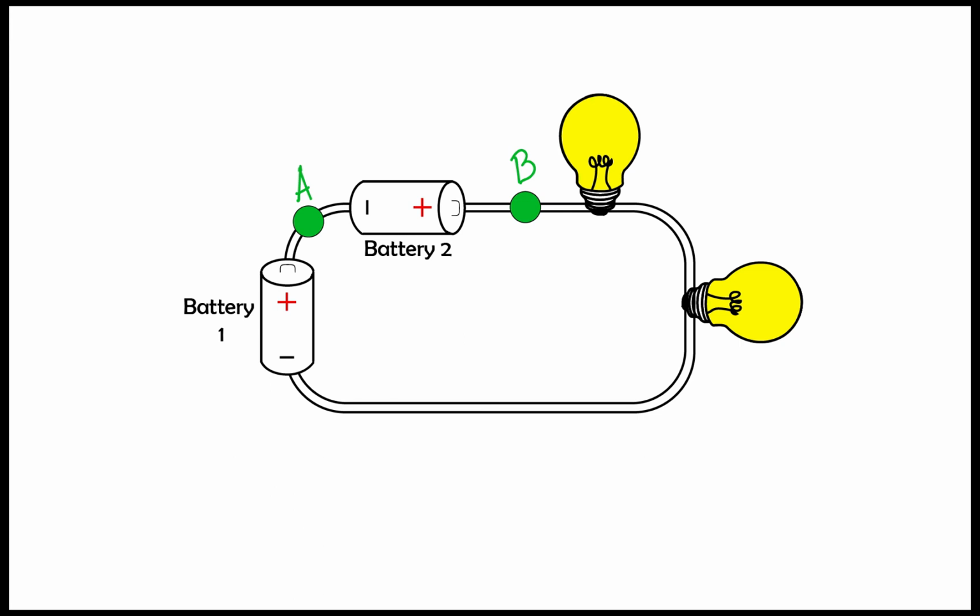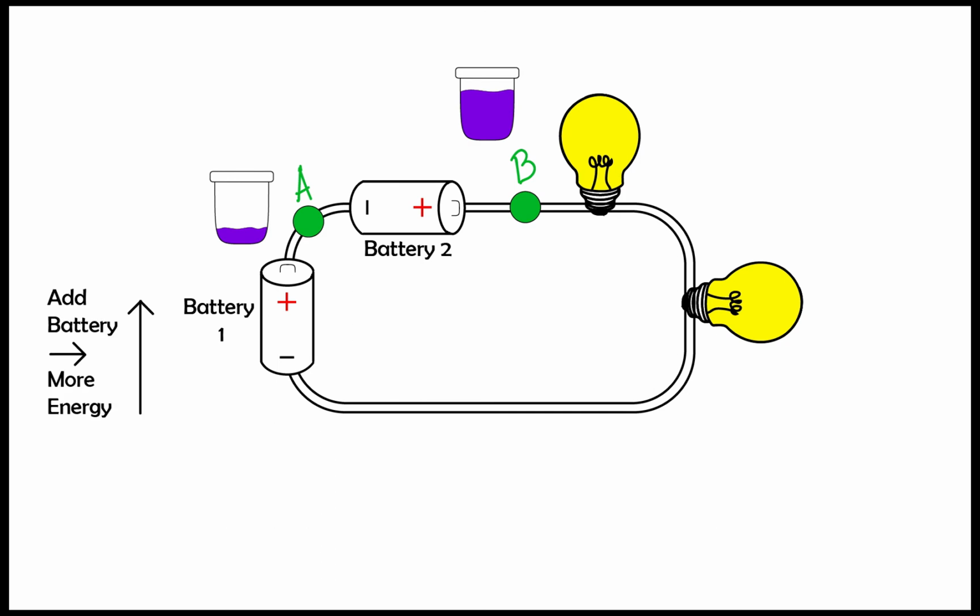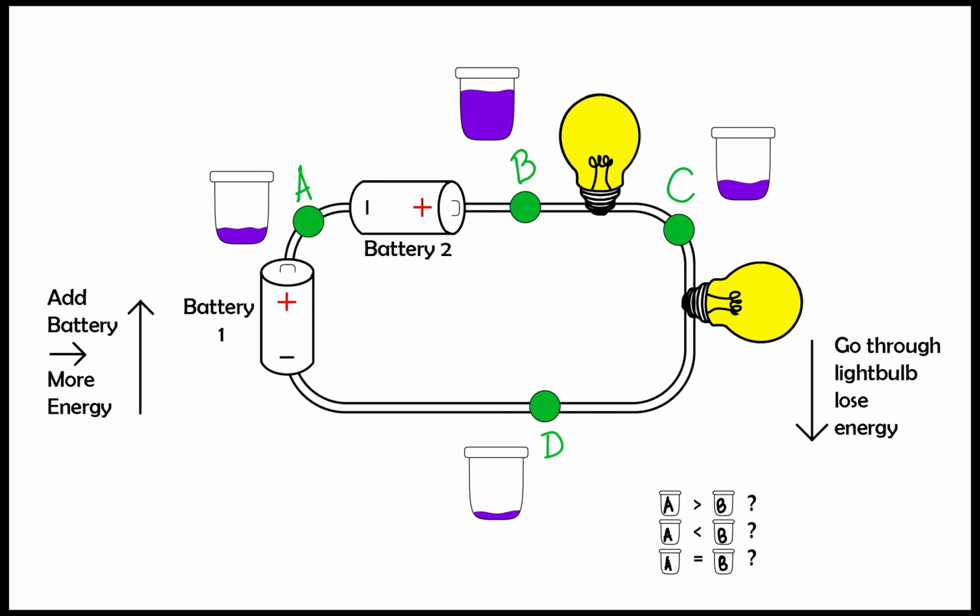Let's show this energy difference with a bucket at point B that has more content than a bucket at point A. Every time we add a battery, we reach points of higher energy in the circuit. Now point C is after an energy consuming component, the light bulb, so the energy at this point is lower than the energy at point B. Following the same logic, the energy at point D is lower than the energy at point C. Every time we pass through an energy-consuming component, we reach points of lower energy in the circuit.